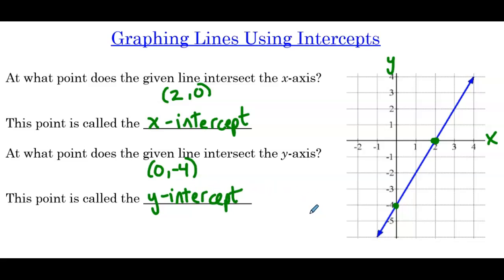So when looking at a graph, it's pretty easy to come up with the x and the y-intercept. We just have to look for the points at which the line crosses the x and the y axes. But remember, our goal is to graph a line. So how can we find these points if we're given the equation of a line?